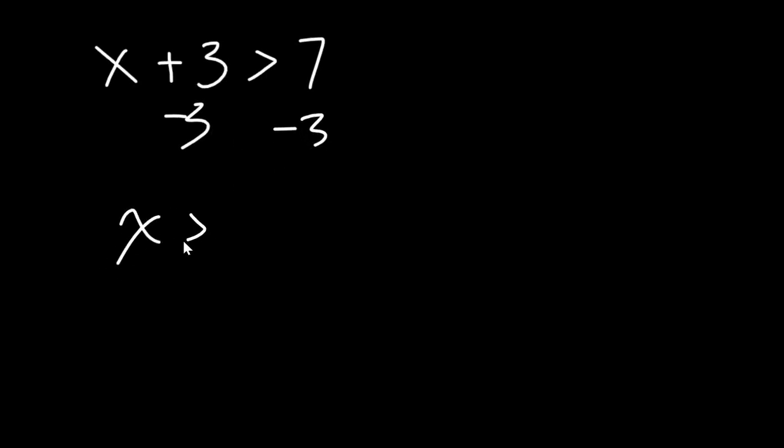So, alright, let's do a few practice problems. So say we had the inequality x plus 3 is greater than 7. So what is x? Pause the video and do it on your own. This should be pretty easy. Just like an equation, we subtract 3 from both sides. We get x is greater than 7 minus 3, which is 4.